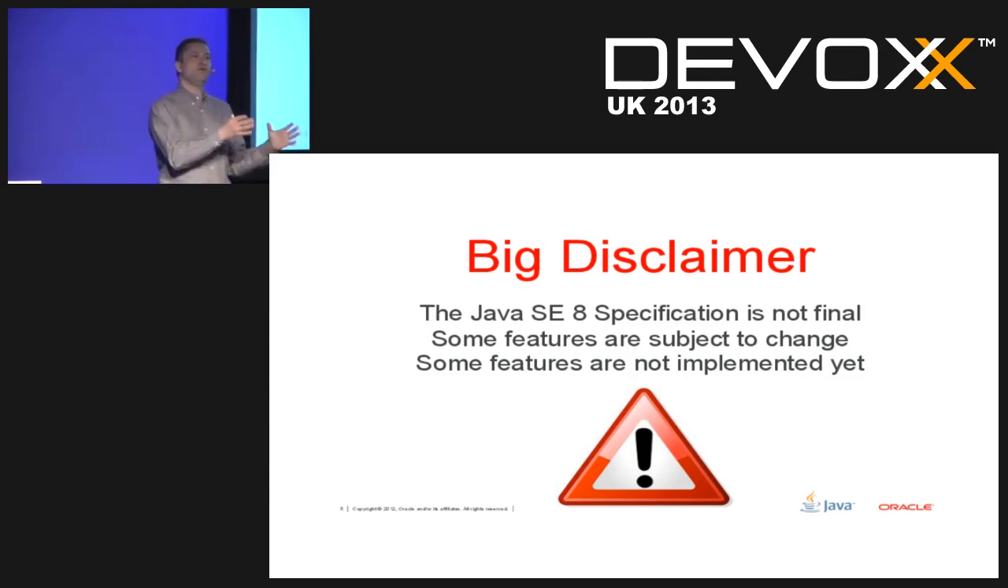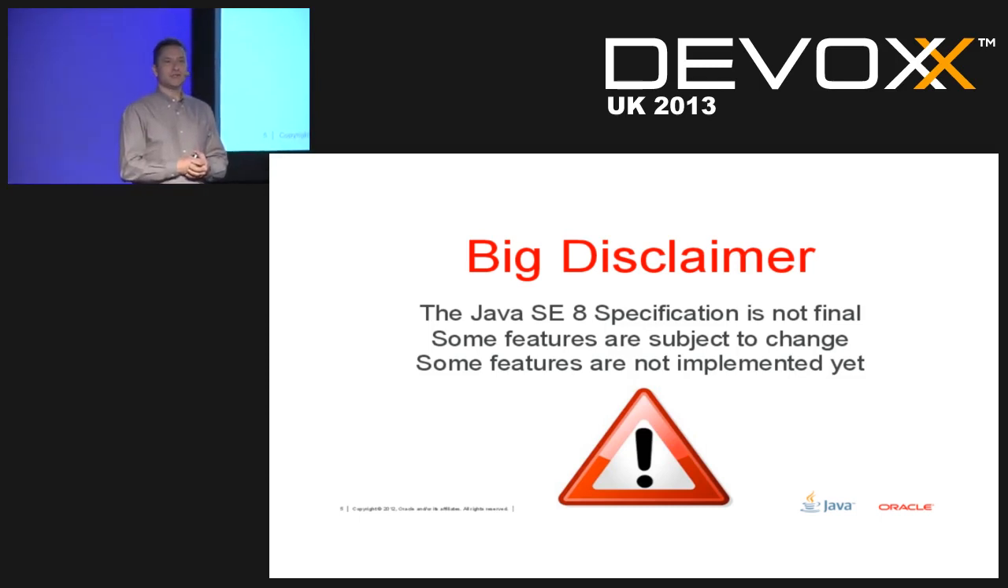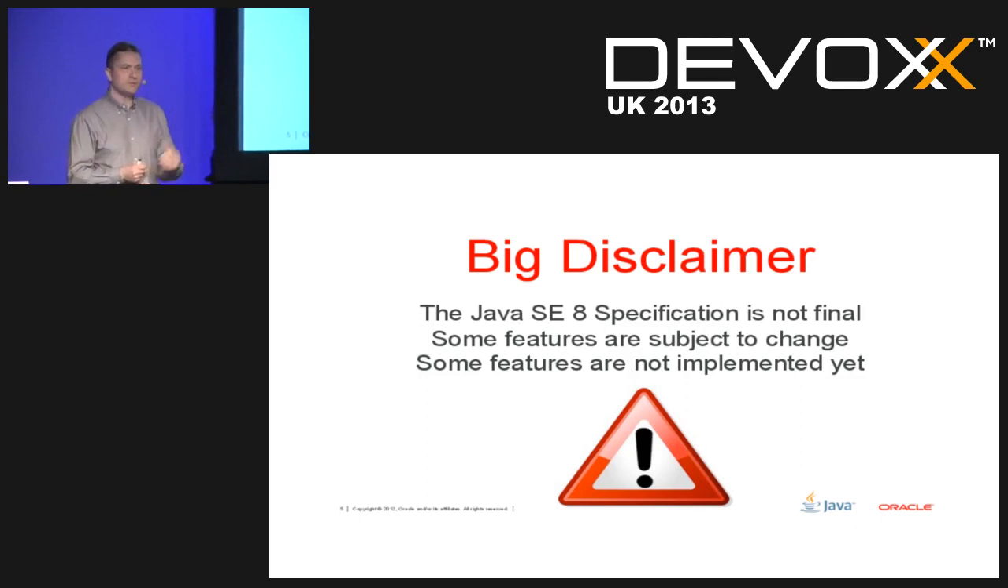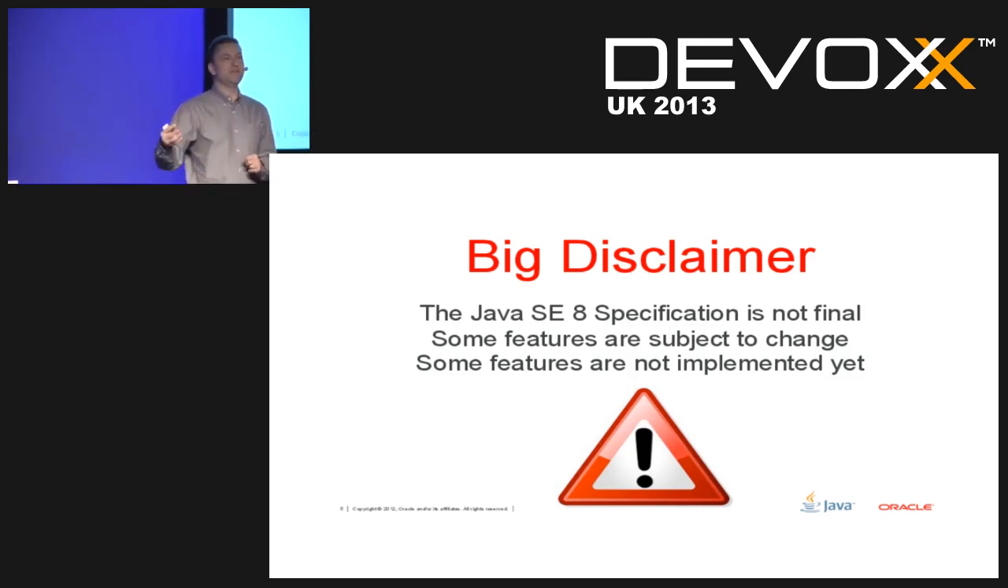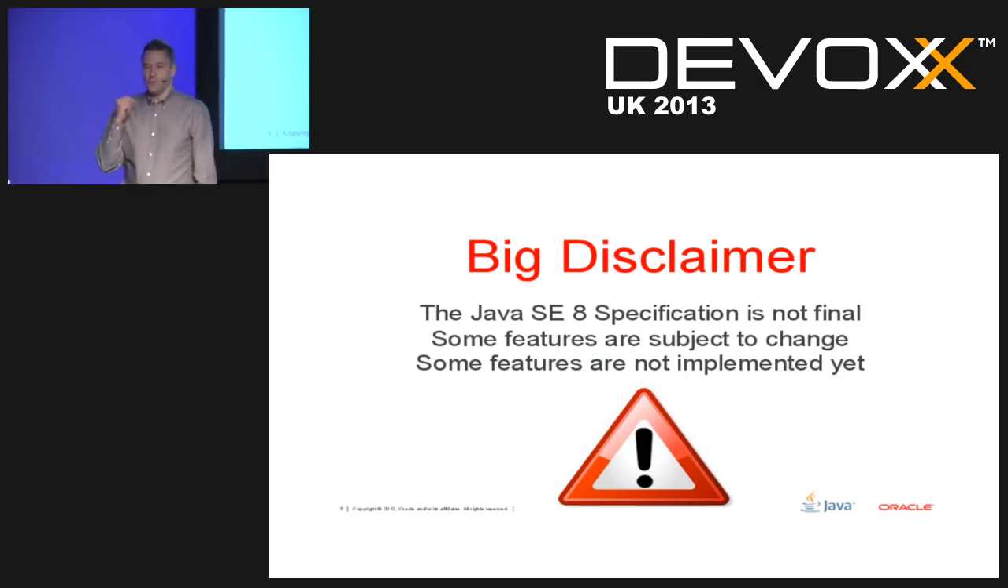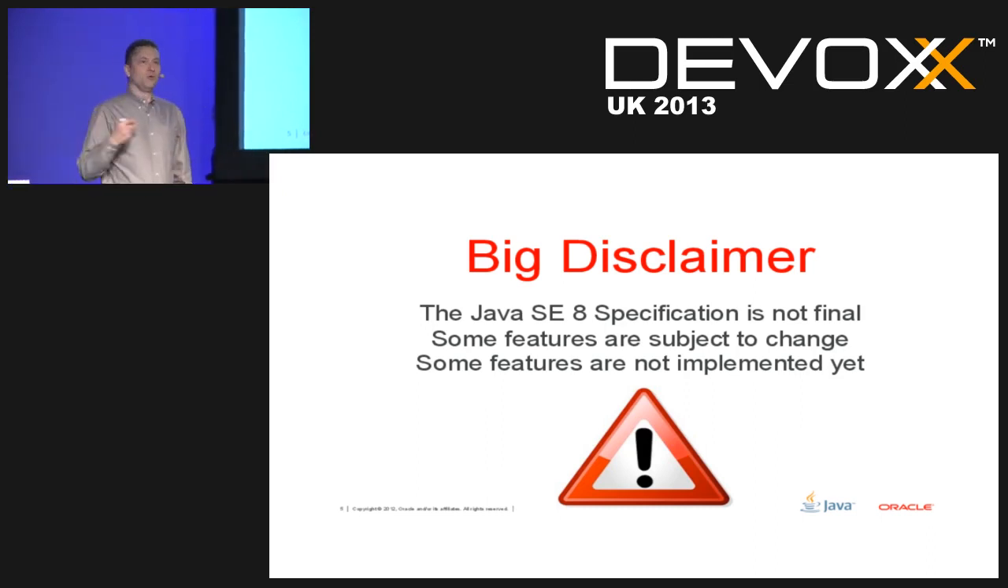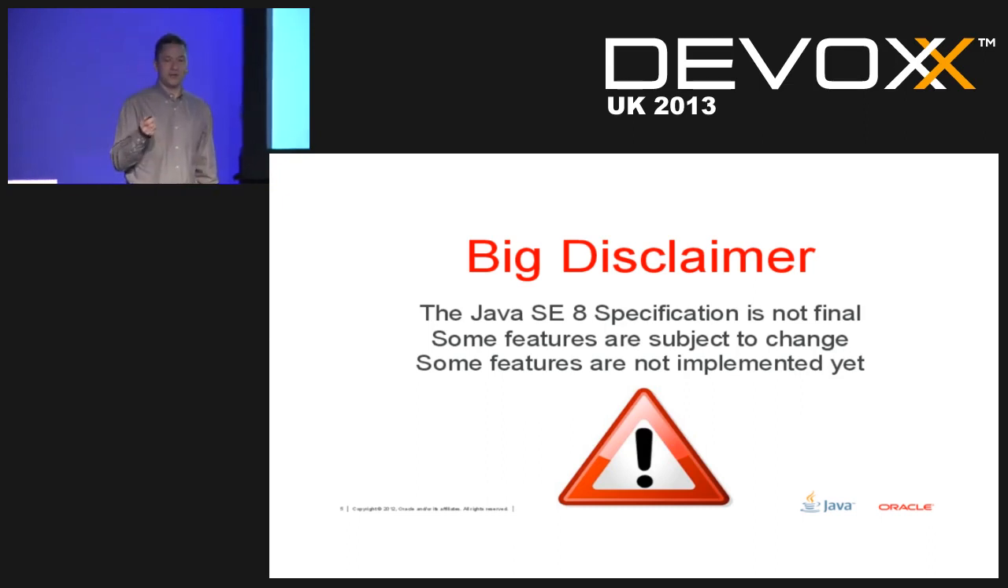If you go and download the early access versions of JDK 8 from the java.net website, you will find that some of these features are not yet implemented. So don't think, oh, I'm going to try out feature X, and then get disappointed because feature X doesn't happen to be there. Like I say, I'll talk about all the features that we're planning for Java SE 8, and we'll see what's actually going to go into that.